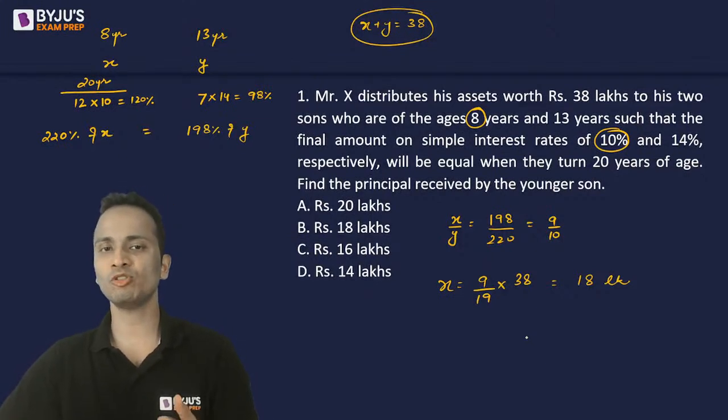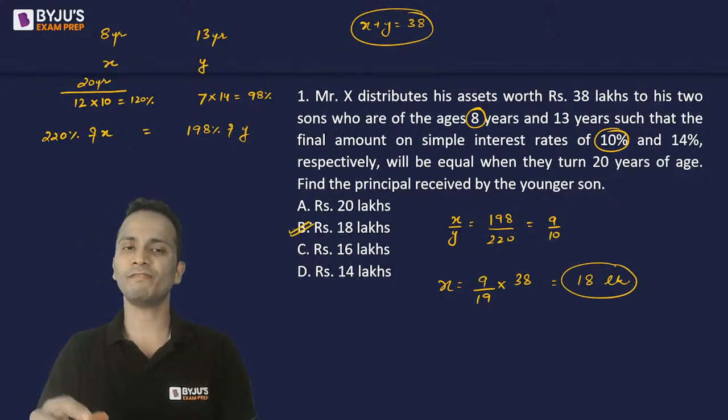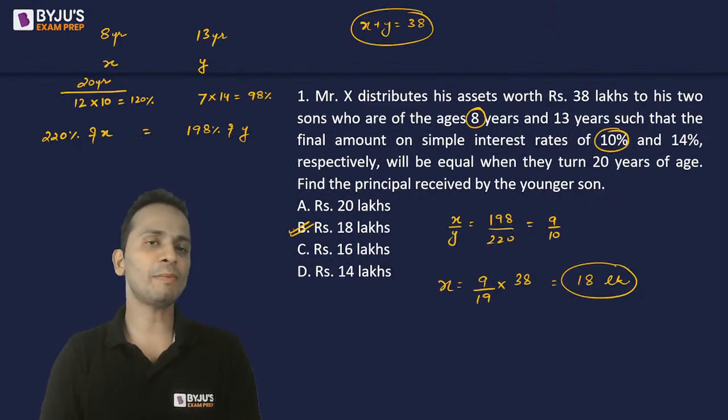The question is asking about the principal received by younger son. So principal received by younger son will be equal to 18 lakhs, and that will be the final answer of this question. Okay. Now understand how have I made the equation.